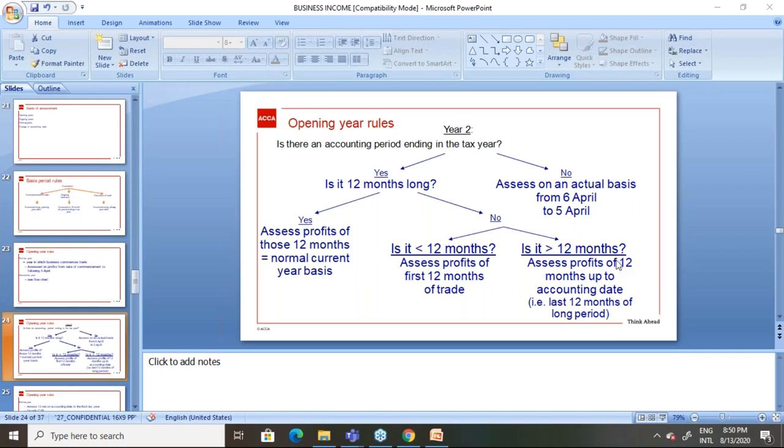If the accounting period is more than 12 months, say you have prepared accounts for 15 months, in that case, out of the 15 months, take the last 12 months profit. Exclude the first 3 months profit. Just take the last 12 months profit of the 15 month period and pay taxes on that in the second tax year. If there is no accounting period ending in the tax year, then you must use the actual basis. That is, just figure out the profits from 6th April to 5th April and pay taxes on that.